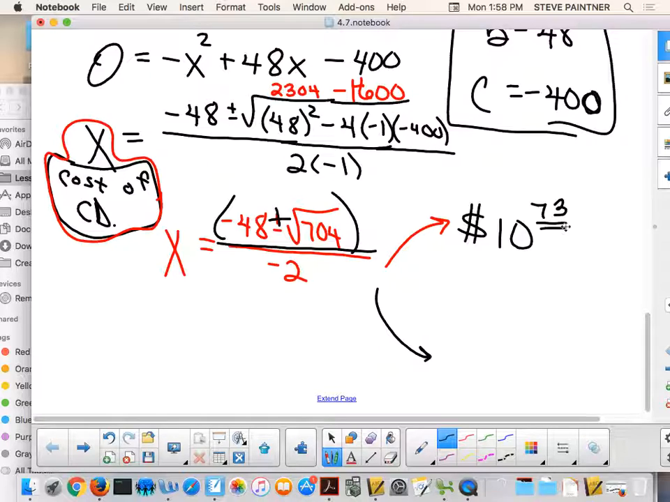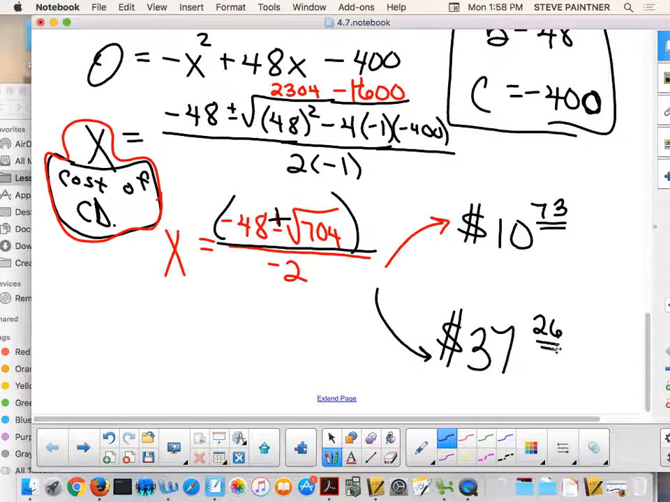-48 minus the square root of 704, divided by -2. Don't let others type it in for you. You should be typing these in. How much? 37.26. $37 and 26 cents. Okay. All right.